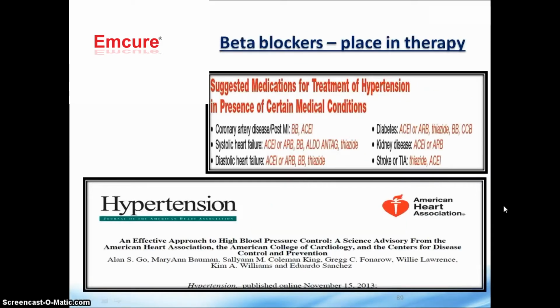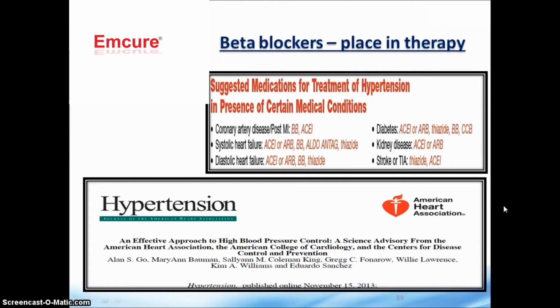Now, what is the place of beta blockers in the therapy? Suggested medications for treatment of hypertension in presence of certain medical conditions. They can be given in coronary artery disease, post-MI, systolic heart failure, diastolic heart failure. Then they can also be prescribed in diabetes, in kidney diseases with limitations, stroke and TIA. Well, it is at the moment not recommended.